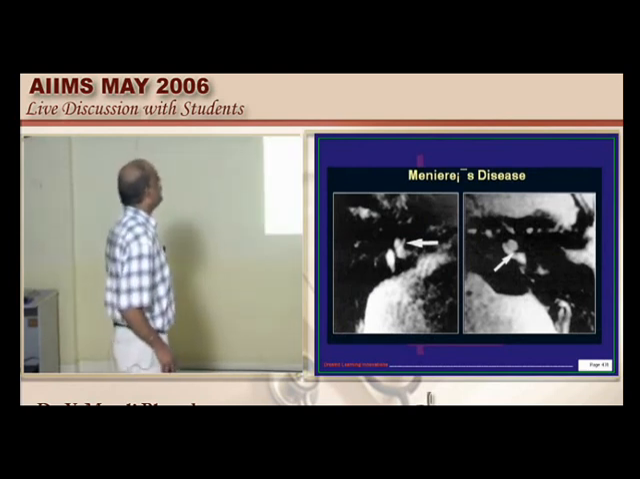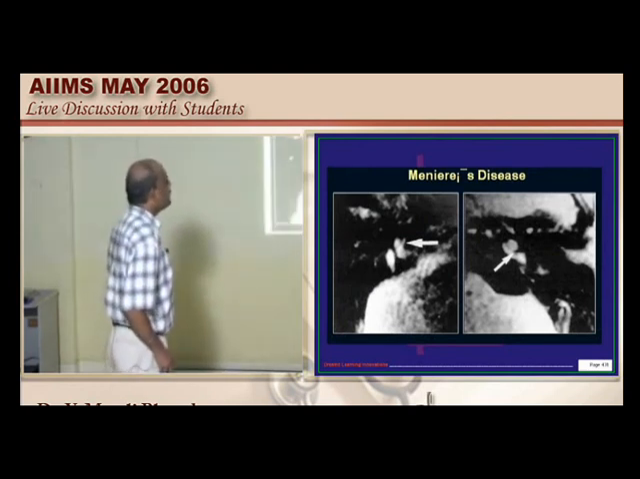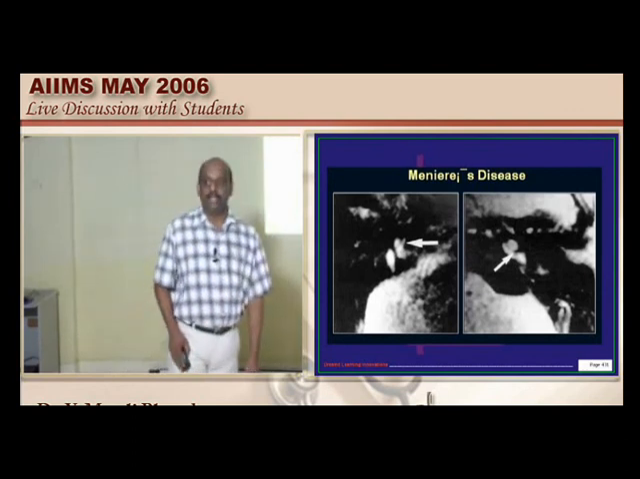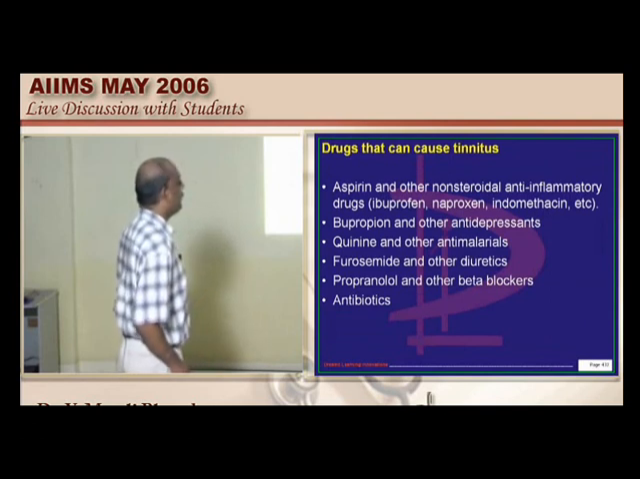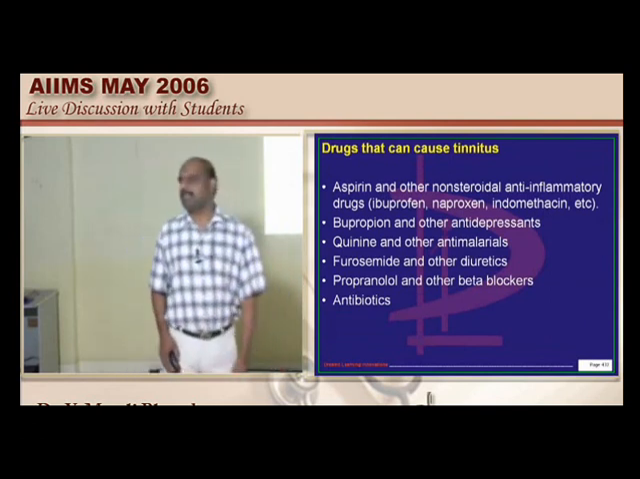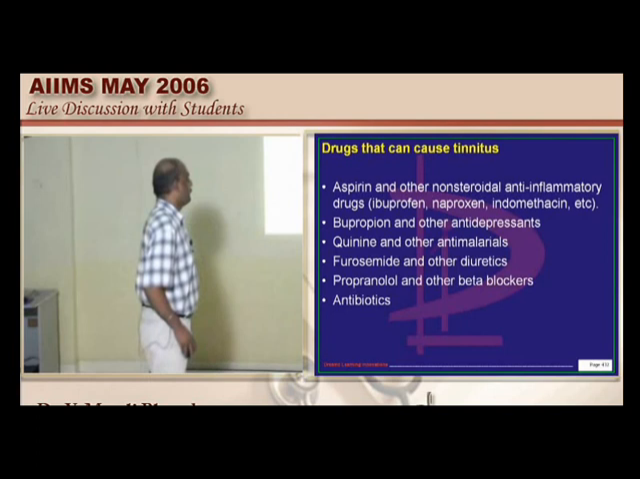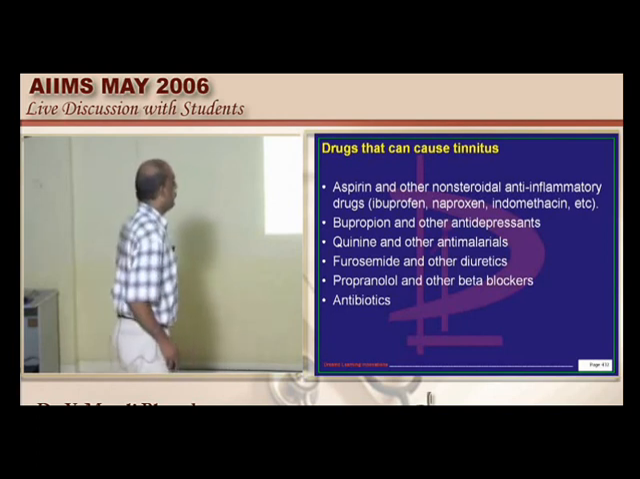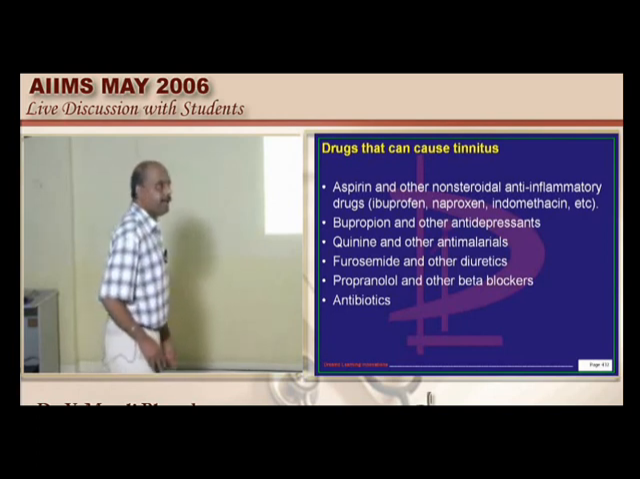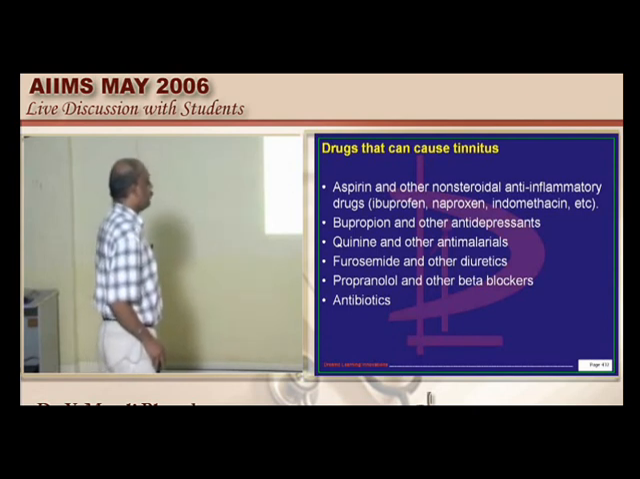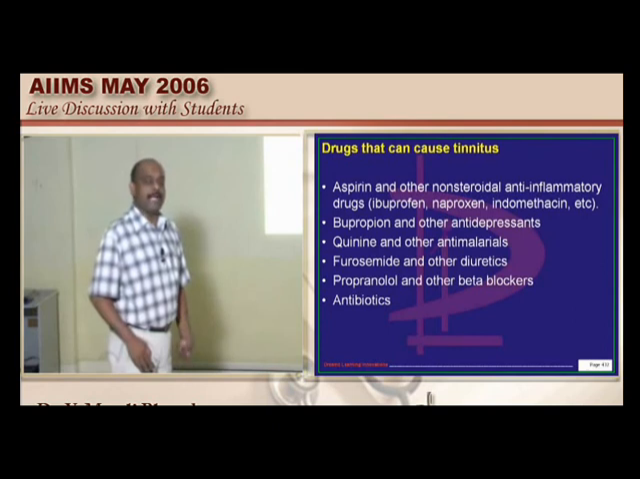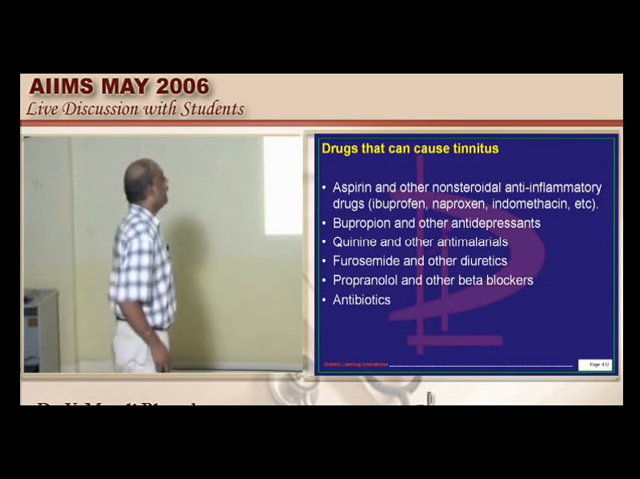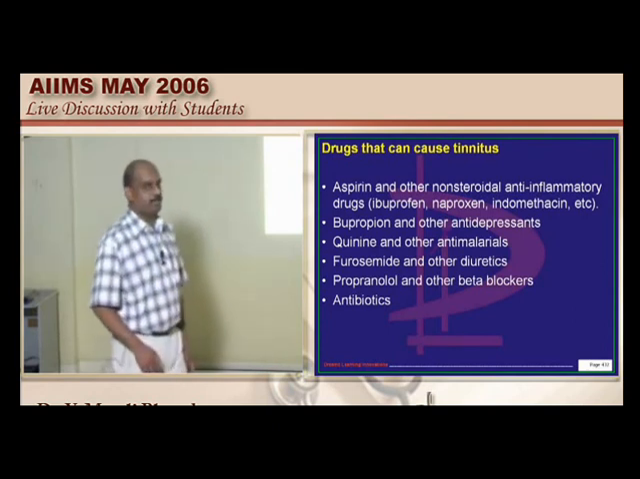Now how about Meniere's disease? Meniere's disease does not have a pulsatile tinnitus, it is a non-pulsatile tinnitus, is what need to be remembered. Now what are the important drugs that can lead to the development of tinnitus? Another important question. Bupropion among the antidepressants, quinine, furosemide, propranolol, aspirin. One of the common causes, aspirin, salicylate toxicity, can lead to the development of tinnitus.